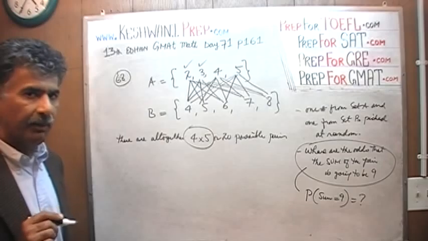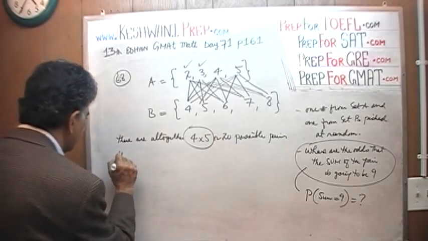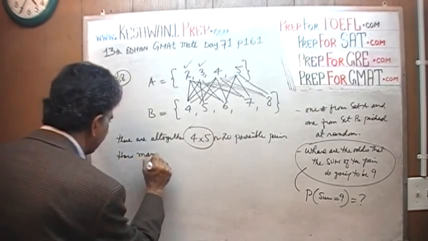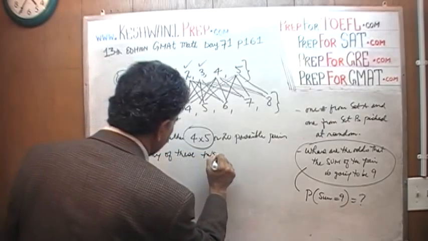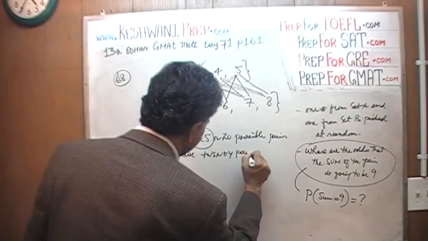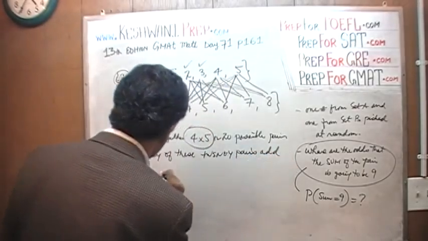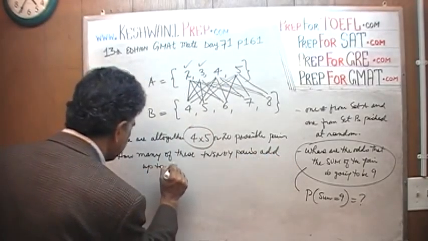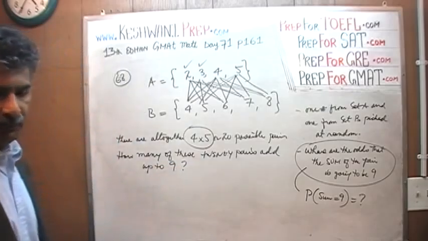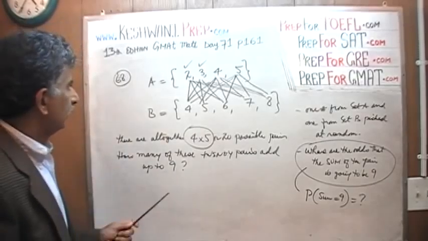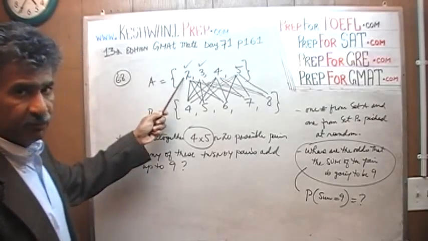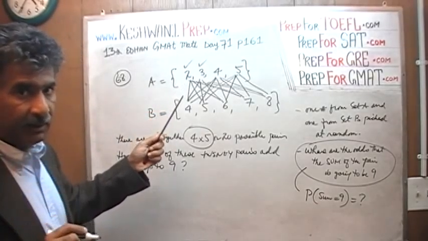The question is, how many of these 20 pairs add up to 9? That's what we have to figure out. That's very simple, nothing to it. So let's go systematically, okay? That's the key. Go systematically, don't go all over the place.